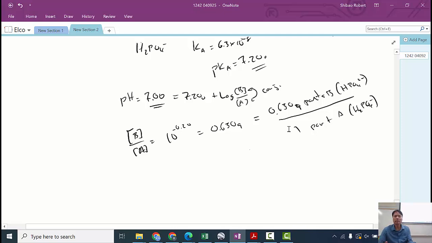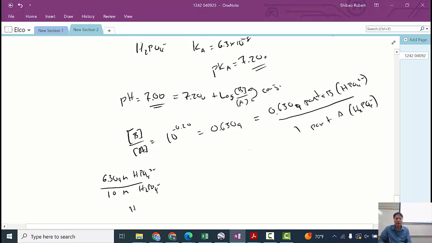All right, and so the more concentrated, the higher the capacity. The less concentrated, the lower the capacity. For example, I could try to make it 10 molar and 6.3 molar. I don't know if I can get 10 molar dihydrogen phosphate, but we could try 6.309 molar monohydrogen phosphate to 10 molar dihydrogen phosphate.